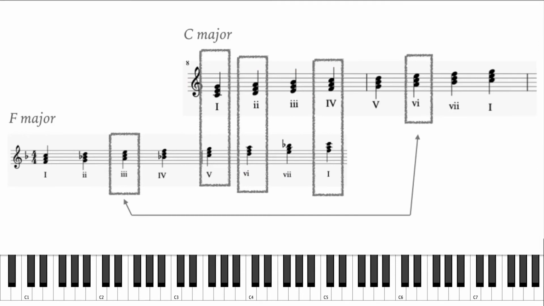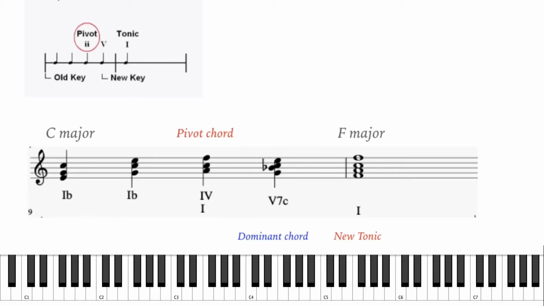Next one, we have between C major and F major. This time we have how many? 1, 2, 3, 4 chords. A minor, C major, D minor, and F major. You can use any of them as a pivot chord, as a common chord. Let's look at my example.